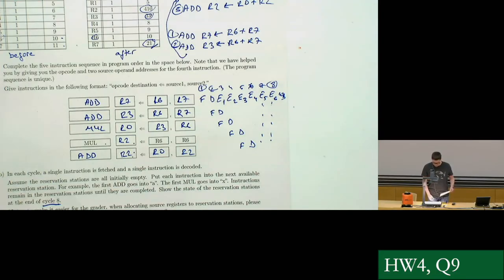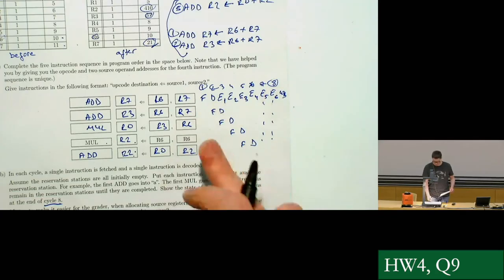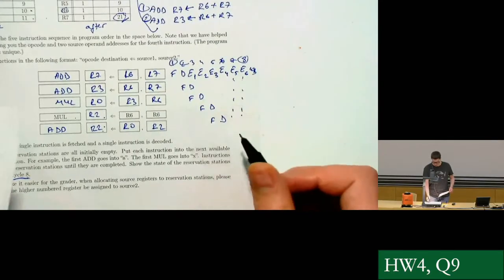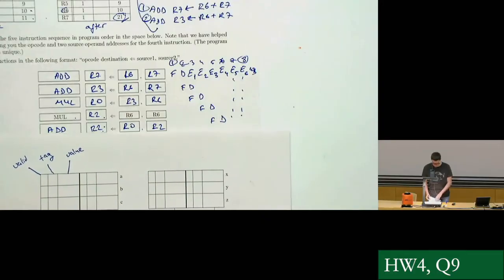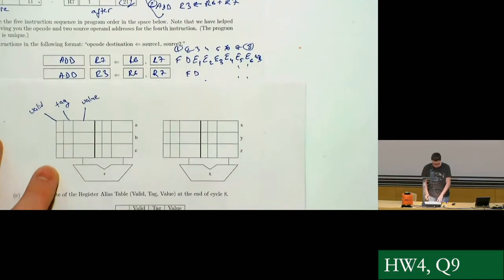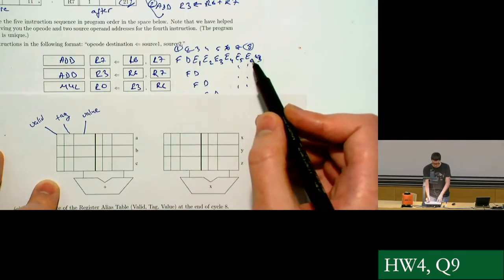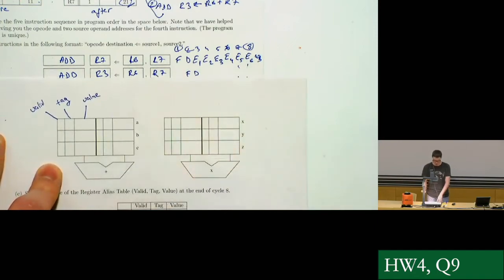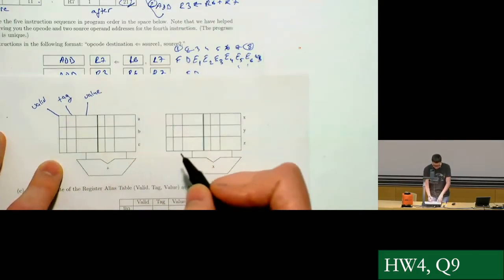So I'll do it quickly, but if you follow the scheme here, you can fill the reservation stations and register alias table one by one. So for the add instruction, we know that at the end of cycle 8, we will just have the information recorded in the register alias table and the reservation station and nothing else, right? So let's fill this part first.